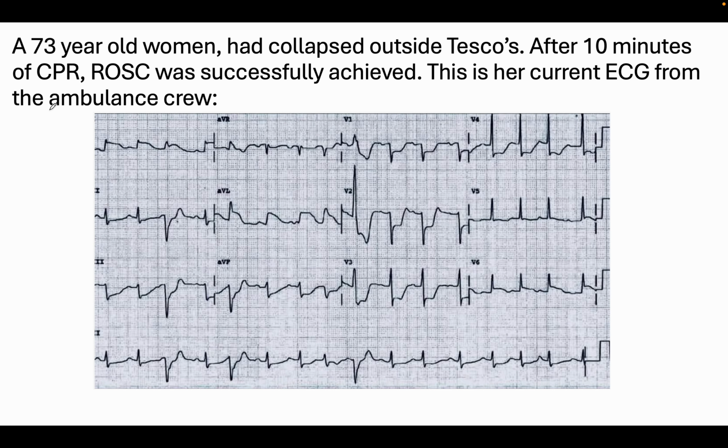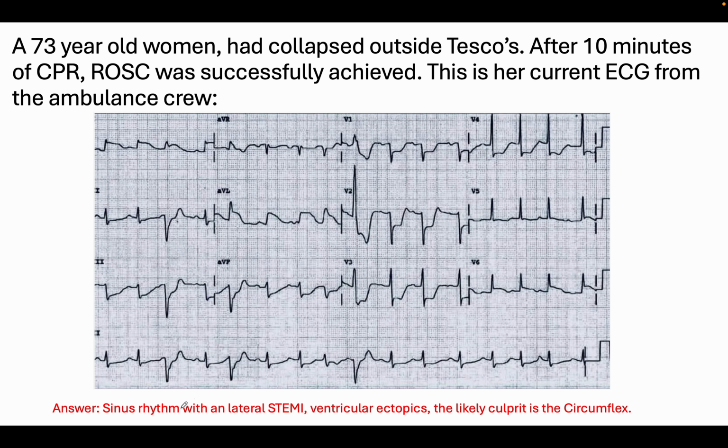Good. Next question. A 73-year-old woman has collapsed outside of Tesco's. After 10 minutes of CPR, ROSC was successfully achieved. This is her current ECG from the ambulance crew. And for anyone who doesn't know what ROSC means, it means return of spontaneous circulation. So the answer is coming up in 3, 2, 1.